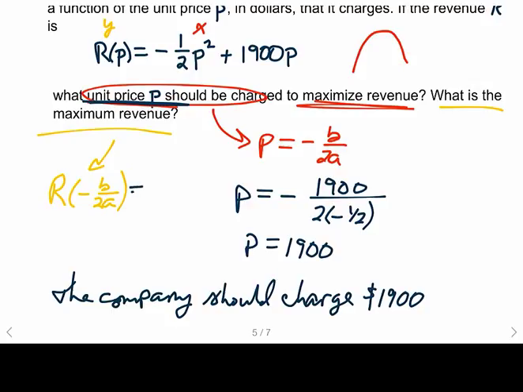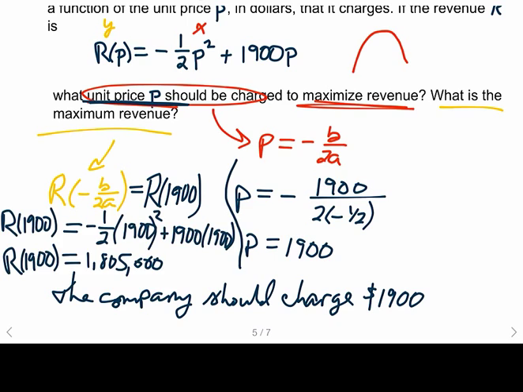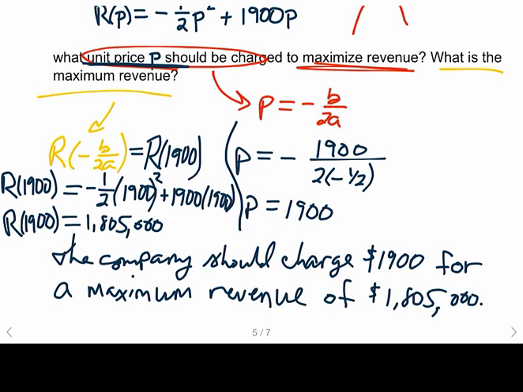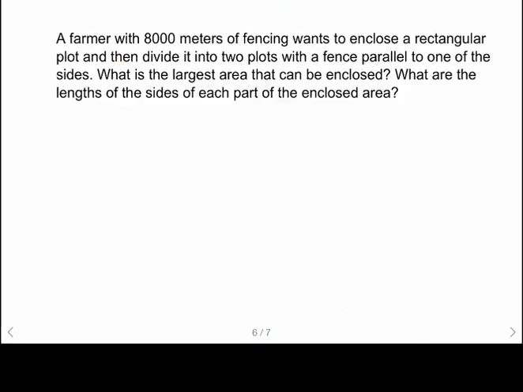To figure out the maximum revenue, we need the revenue. If the company charges $1,900, so R of 1900, which is going to turn out to be, after substituting and evaluating, $1,805,000. So I can finish my sentence here. Company should charge $1,900 for a maximum revenue of $1,805,000. Now we've got a word problem, and it's kind of a wordy one.